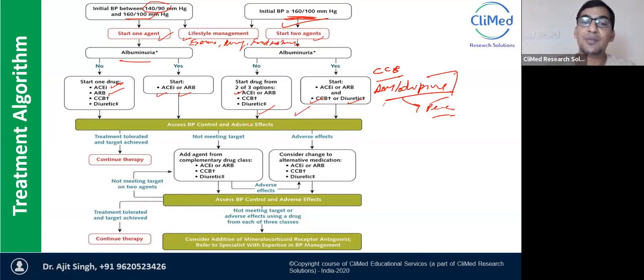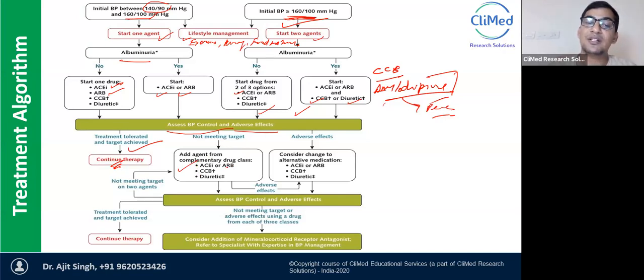Now, if the blood pressure is not controlled, after some time we will assess the BP again, and we'll check for adverse events. If the treatment is well tolerated and the target is achieved, target means 130 by 90, then we can continue the same therapy. If we are not meeting the targets, then we can add one more agent.